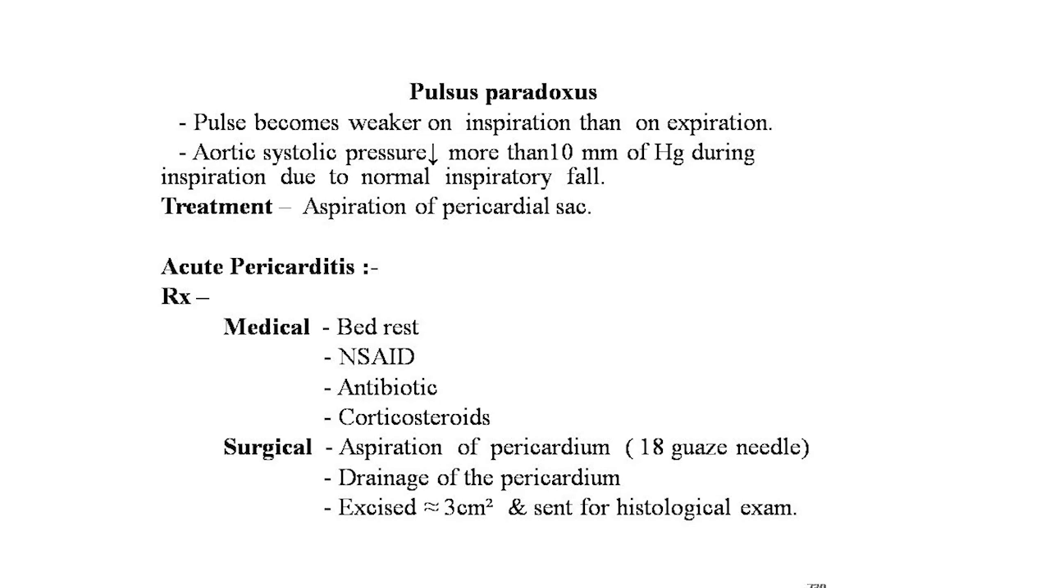Treatment is an emergency. Treatment includes aspiration of the pericardial sac with an 18 gauge needle through the xiphocostal angle. If it is caused by a cardiac wound, immediate thoracotomy is usually required to repair it.